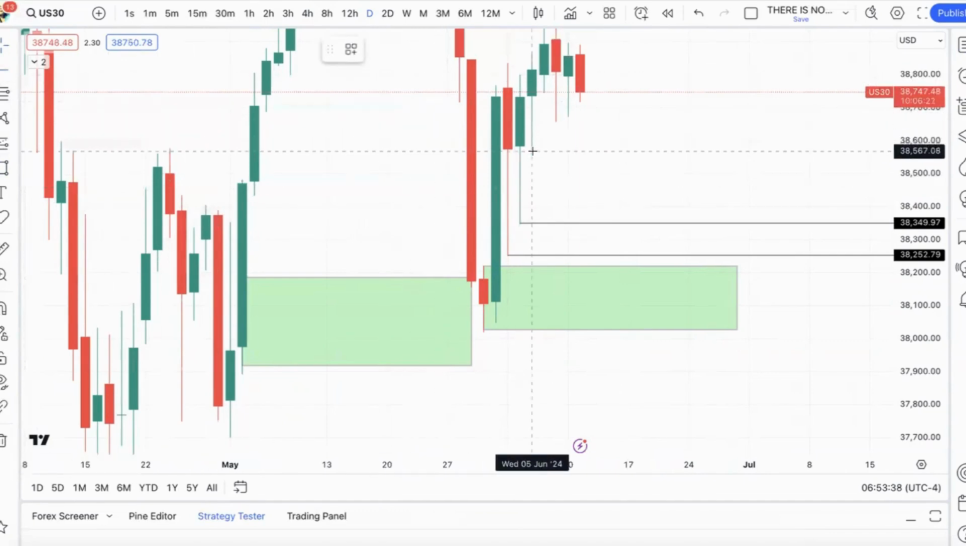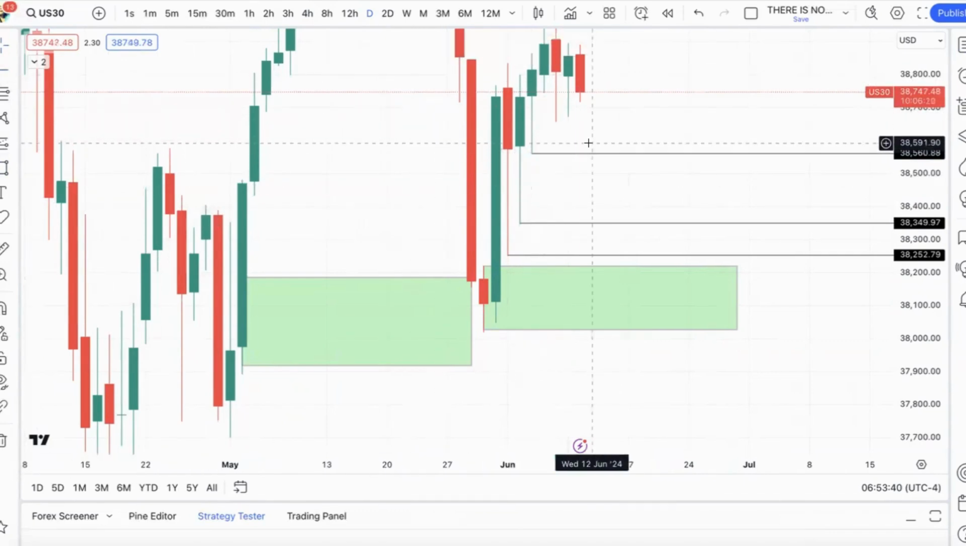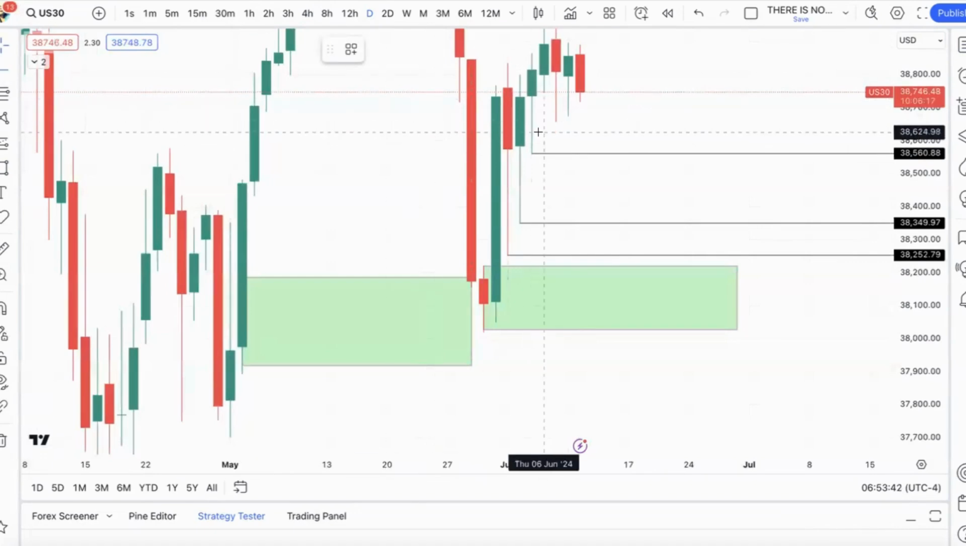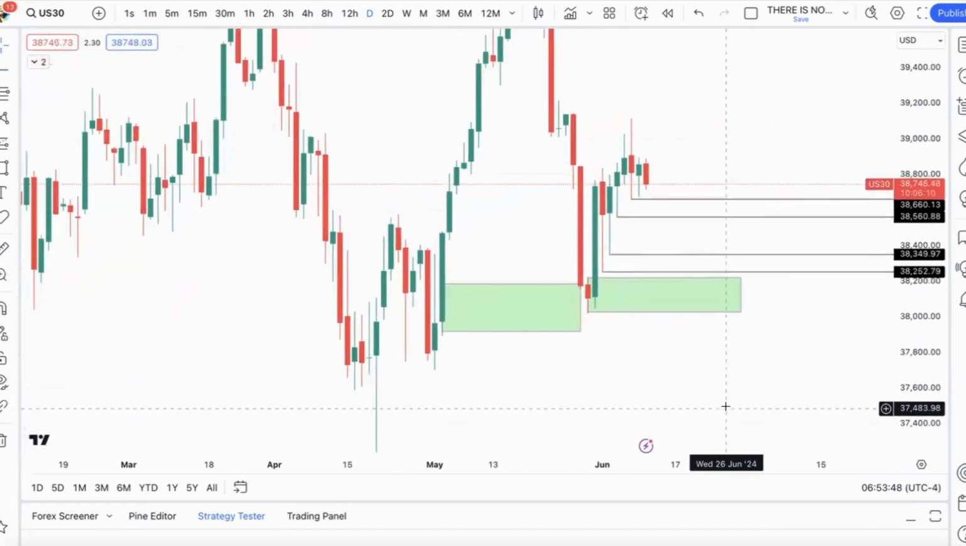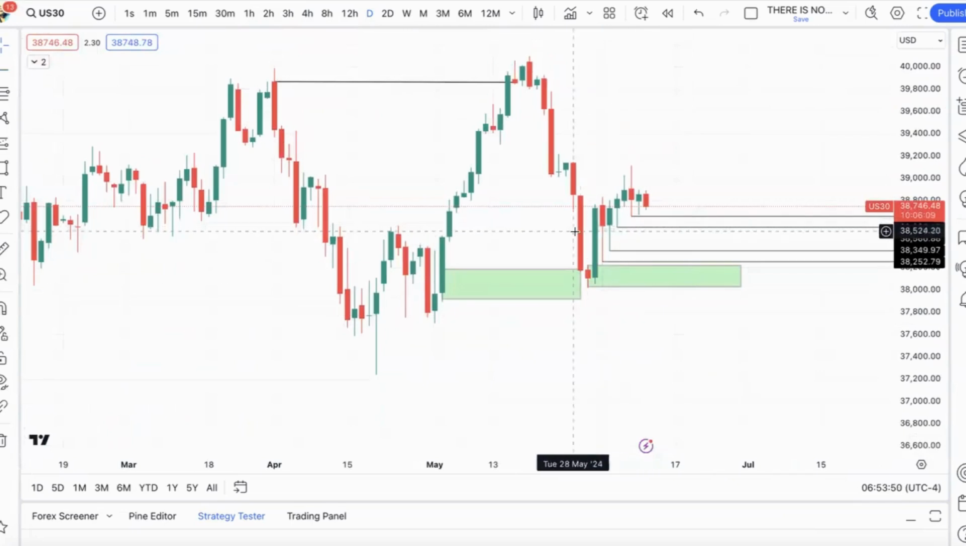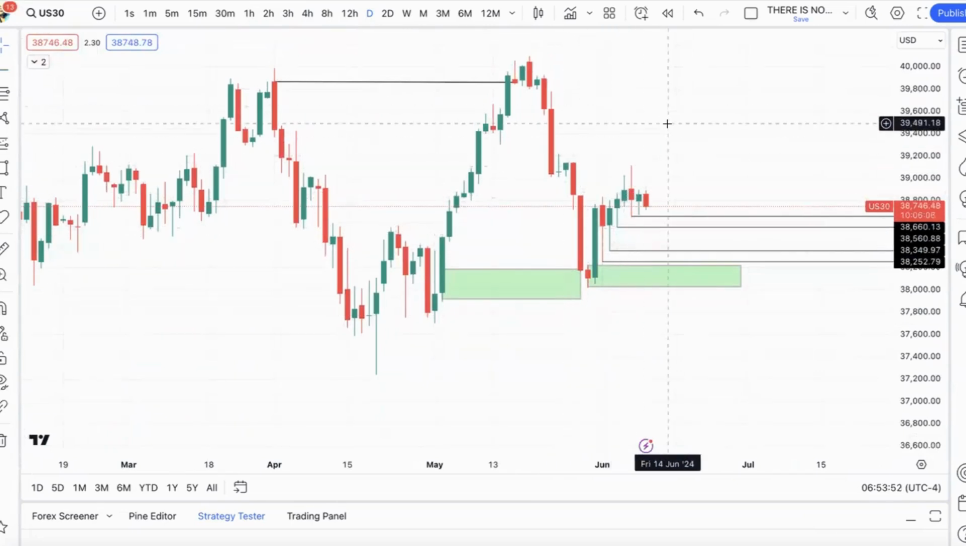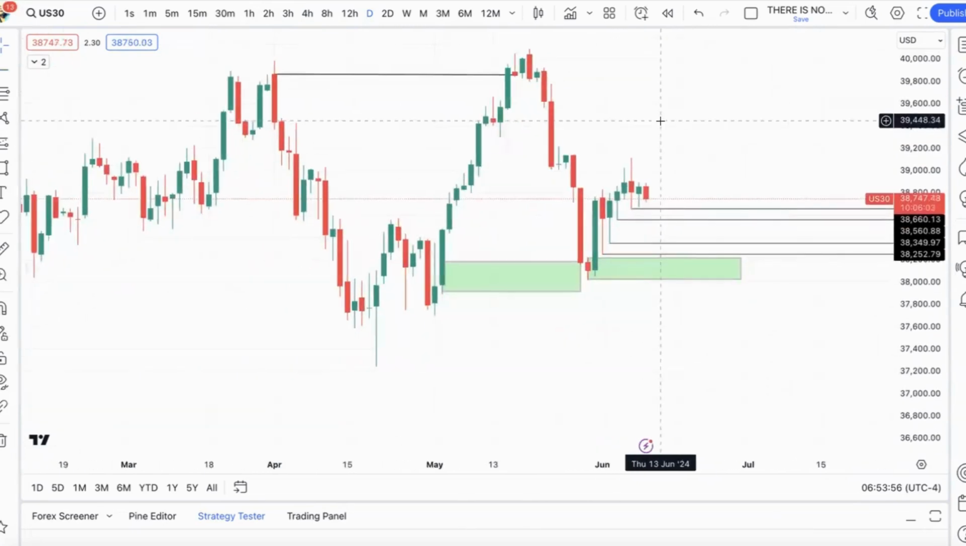So here's all of the lows that it left behind. And this is what kind of shaped my bias to wanting US30 to come down. And anytime we fail to keep up with structure, meaning we fail to create new highs, this lets me know that price wants to come back down to grab some liquidity.